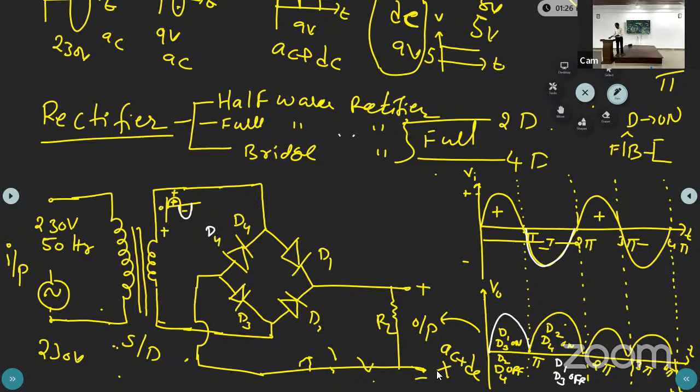Before getting to the C filter, we'll understand another circuit, that is the full wave rectifier. So full wave and bridge rectifier. The output of the full wave and bridge rectifier is the same. But how the full wave rectifier works and what the diagram of the full wave rectifier is, we'll understand now.